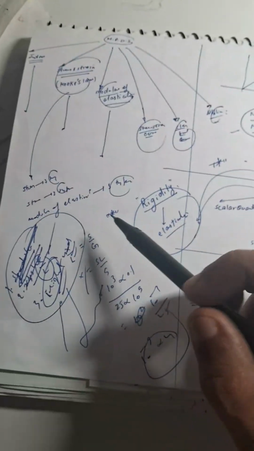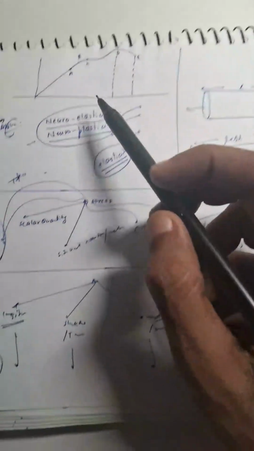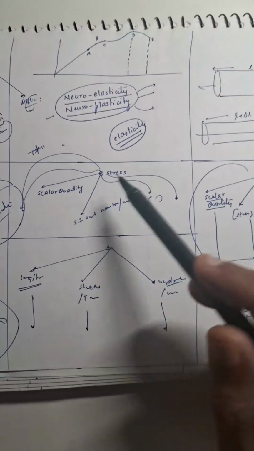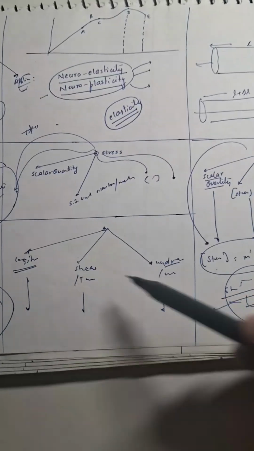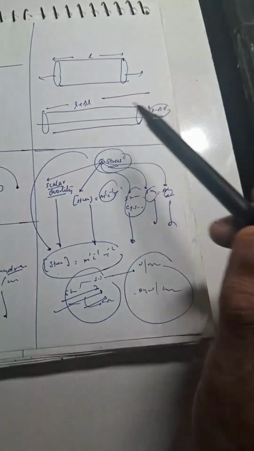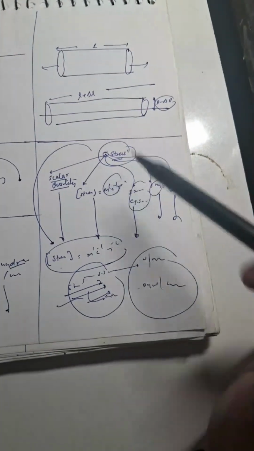So the important discussion point here is that rigidity is concerned with elasticity. There is the relation. Then is a stress strain curve for a substance. Then something related to stress, scalar quantity, SI unit, CGS unit, types of strain, stress, 3 types: longitudinal, shear or tangential, volumetric or hydraulic. Then we have a concept for longitudinal stress and strain.